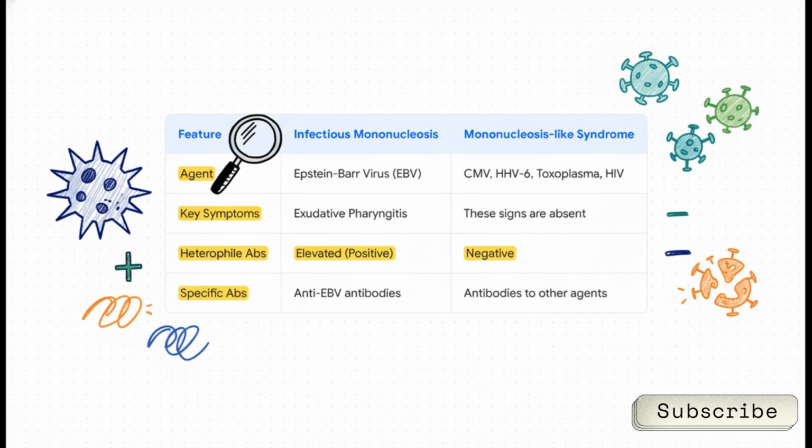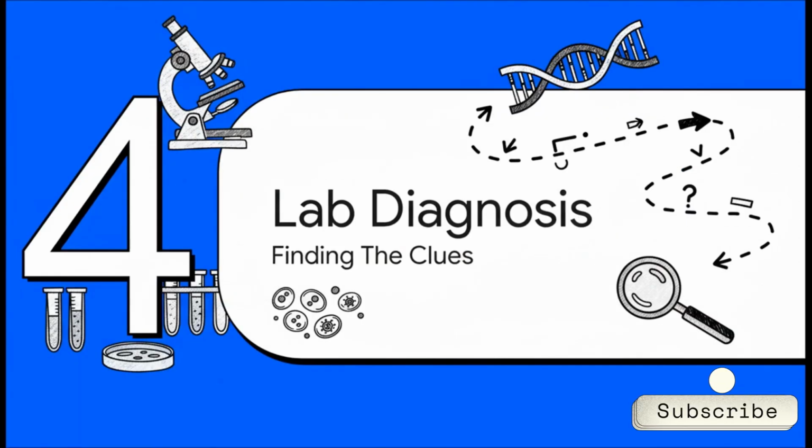It all comes down to the labs. The key, and I mean the key, is the heterophile antibody test. If it's real deal EBV mono, that test will be positive. If it's one of the lookalikes, it'll be negative. That test is the absolute fork in the road for your diagnosis. And that leads us perfectly into lab diagnosis.